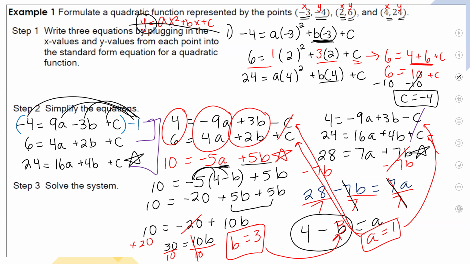Okay, so remember our goal of this was to write a quadratic equation. So let me give you the standard form again. The standard form is, don't write this down, just look. Y equals ax squared plus bx plus c. Well, we figured out what A is. We said A was 1. We figured out what A, B, and C was. We said A was 1, B was 3, and we said C is negative 4.